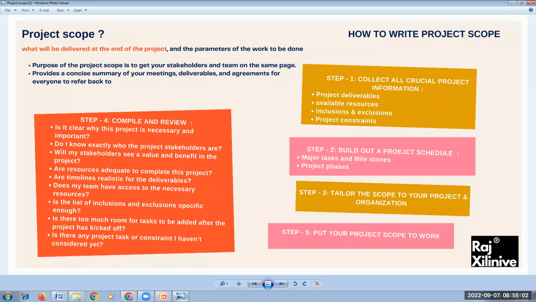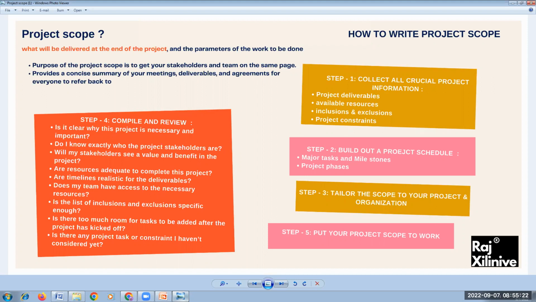Now, once we have tailored the scope of the project, we have to compile and review a few points, because before you put all these things into a scope of work, before you go for implementation or before you start this, there are some points we have to consider.